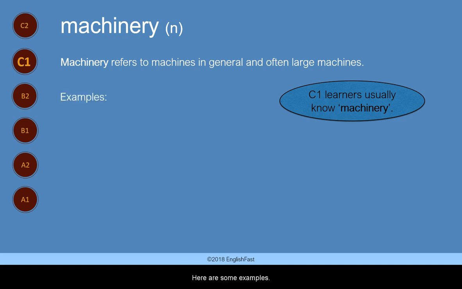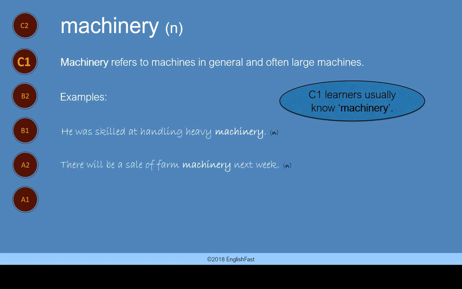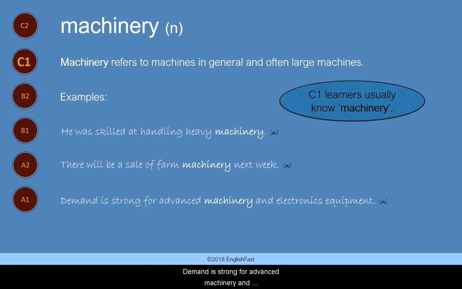Here are some examples. He was skilled at handling heavy machinery. There will be a sale of farm machinery next week. Demand is strong for advanced machinery and electronics equipment.